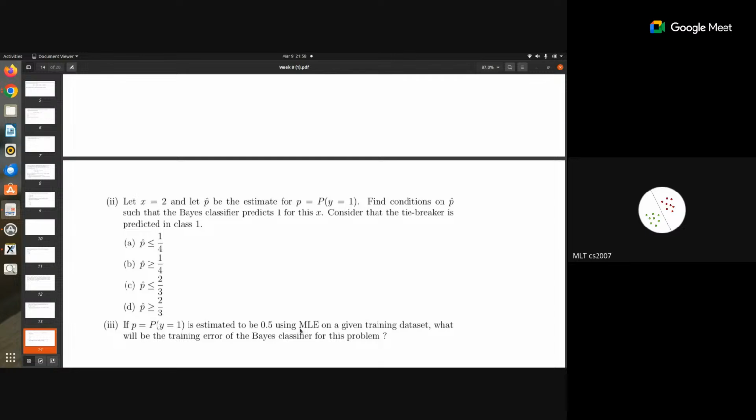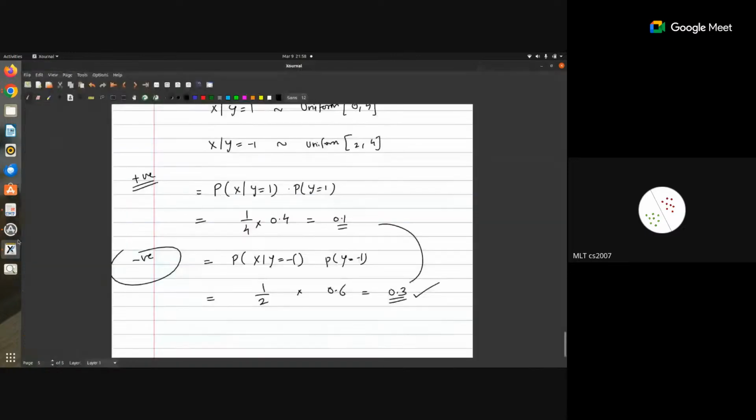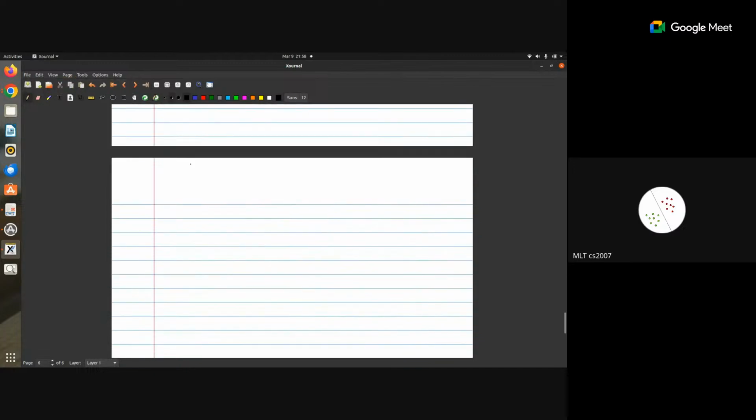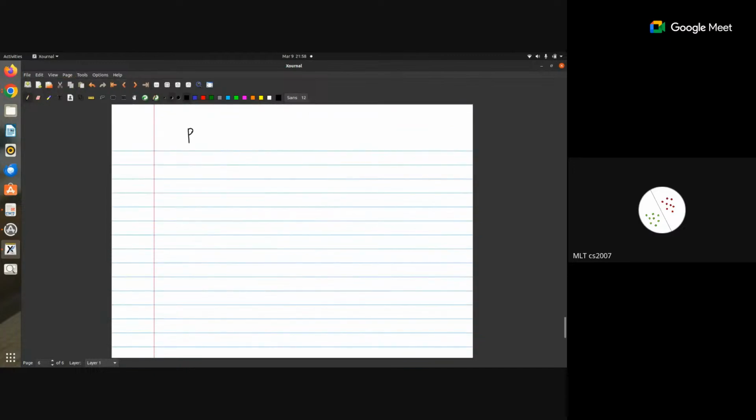Okay, I'll write it down, whatever you think. Basically what we wanted is to say that the probability that x equals 2 given y equals plus 1 should be greater than the probability that x equals 2 given that y equals minus 1. Is that correct? Yes, sir. Then only it will predict as class 1, right?